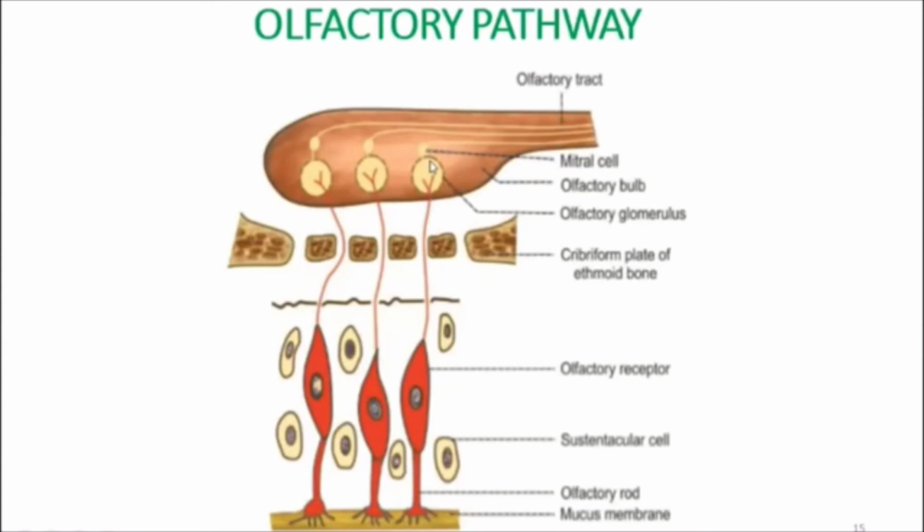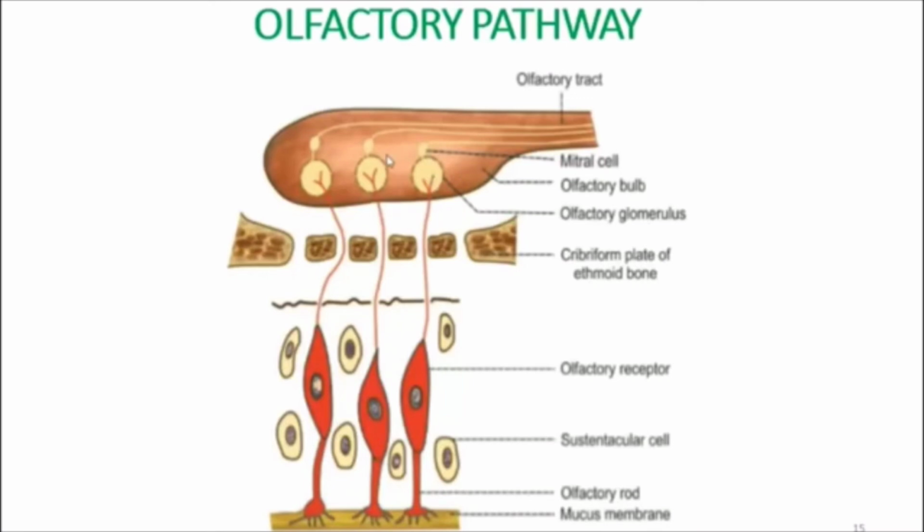Mitral cells have dendrites. The dendrites of mitral cells synapse with the axons of the receptor cells, and different groups of these synapses form globular structures called olfactory glomeruli. You can see a round yellow structure in the olfactory bulb. This is the olfactory glomerulus, formed by the synapses between the dendrites of the mitral cell and the axons of the receptor cells.